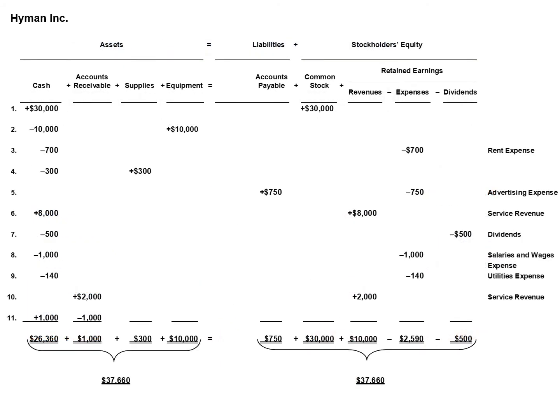Let's revisit Hyman and convert this tabular summary to journal entries. For example, increases in cash and asset result in debits, and decreases in cash result in credits. That first transaction, we have an increase in cash of $30,000, so we're going to debit cash for $30,000 and credit common stock. In the second transaction, we have cash going down or decreasing. So in this instance, we're actually going to debit equipment and credit cash.